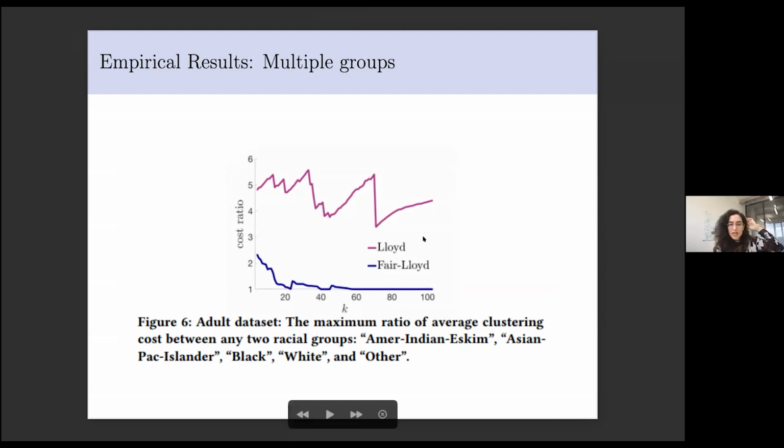And as you can see, using the vanilla Lloyd, the purple line, the maximum ratio of clustering costs between two demographic groups is really high. And we saw that at the beginning of the talk. For Asian Pacific Islander, on average, the cost of clustering was like 4 times more than a white individual. But using the fair Lloyd algorithm, after 20 clusters, we are getting the ratio of 1, which means that the average clustering cost for all the racial groups is equal.